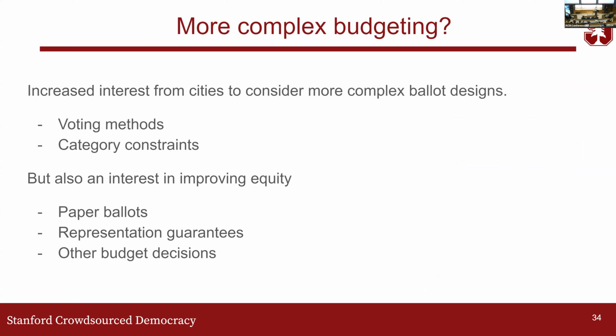So this is really encouraging if we want to do more complex ballot designs, and if we want to consider slightly more complex, more nuanced questions that we want to ask people. But we also see some really interesting results with regards to using paper ballots. We get a lot of questions from cities that are interested in trying out different voting methods than just approval voting, which is really encouraging. And we see, for example, people also want to do category constraints or things like that.